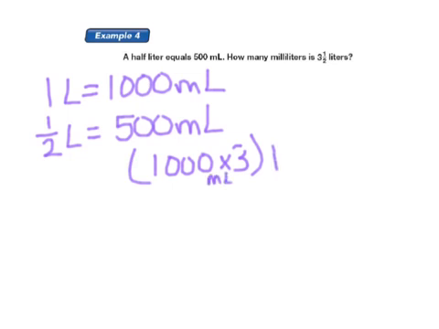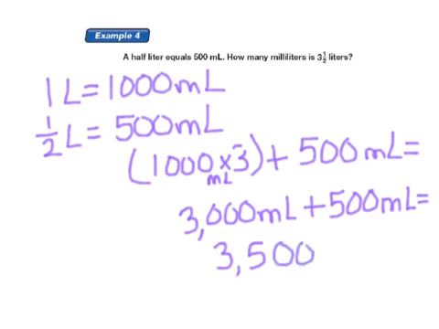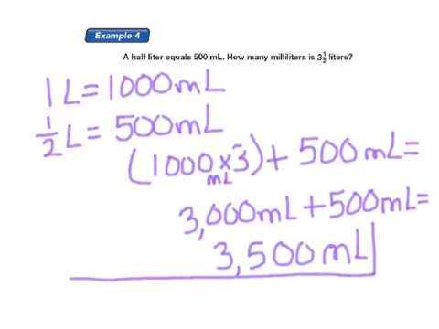Plus, now I want just a half. So 500 milliliters. We have 3,000 milliliters for my 3 liters, plus that extra half equals 3,500 milliliters. And of course, you should always have an equivalent equals 3.5 liters.